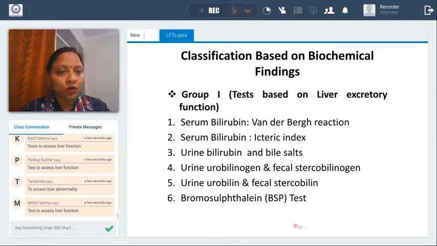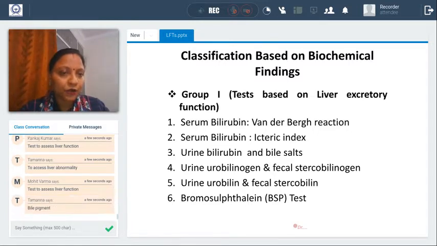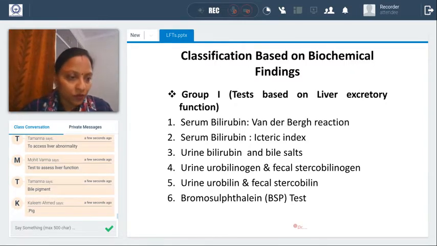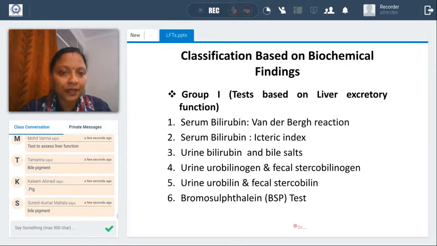Serum bilirubin, you all know, bilirubin and biliverdin. What is this? Serum bilirubin and serum biliverdin. Please write in the box. Bile salts or bile acids or bile pigments. What is serum bilirubin? Yes, bile pigments. Okay, very good. These are bile pigments.